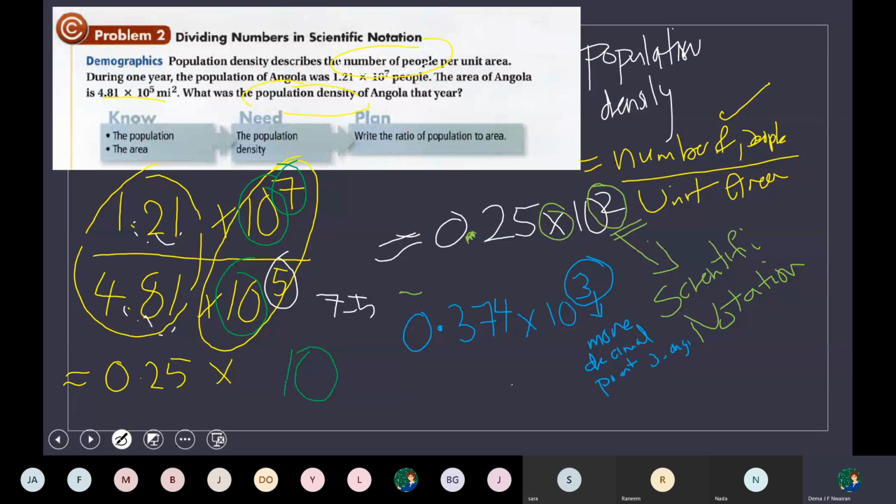Because I multiplied, I will move the decimal point to the right. But if I divide, I will move it to the left. Then the decimal point, try to move it now 3 digits. Where will it be? It will be here. So the answer now is 374. Is it clear now? Yes, teacher, it's clear.